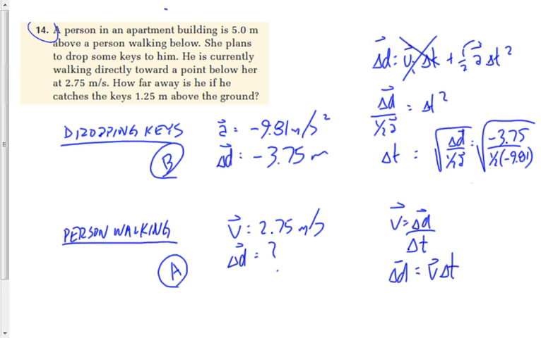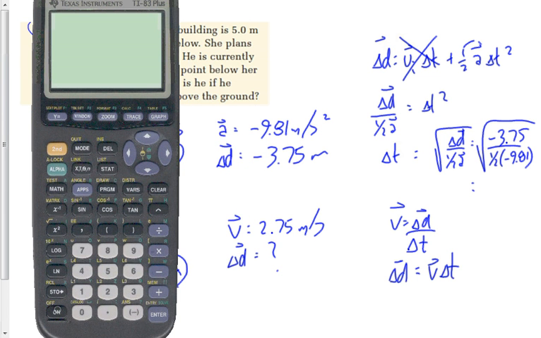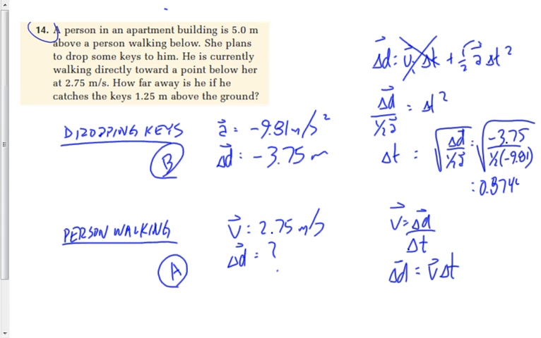Does anybody have a value for that T? Has anybody calculated that? All right, let's pull up the calculator then and see what we get. Let's say negative 3.75, divided by, use some brackets here, 0.5 times negative 9.81. Now we're going to square root that. When we square root that, we get a time of 0.8744 seconds. That's how long the keys fall for.